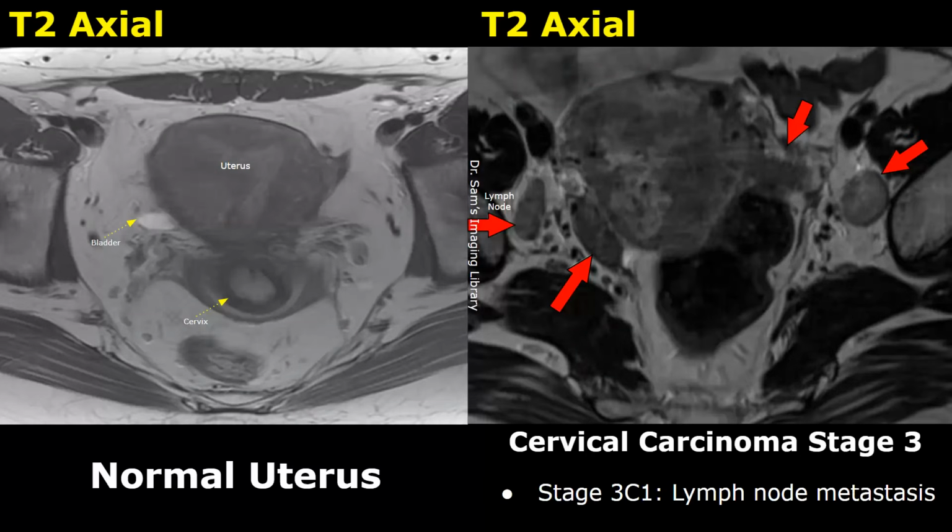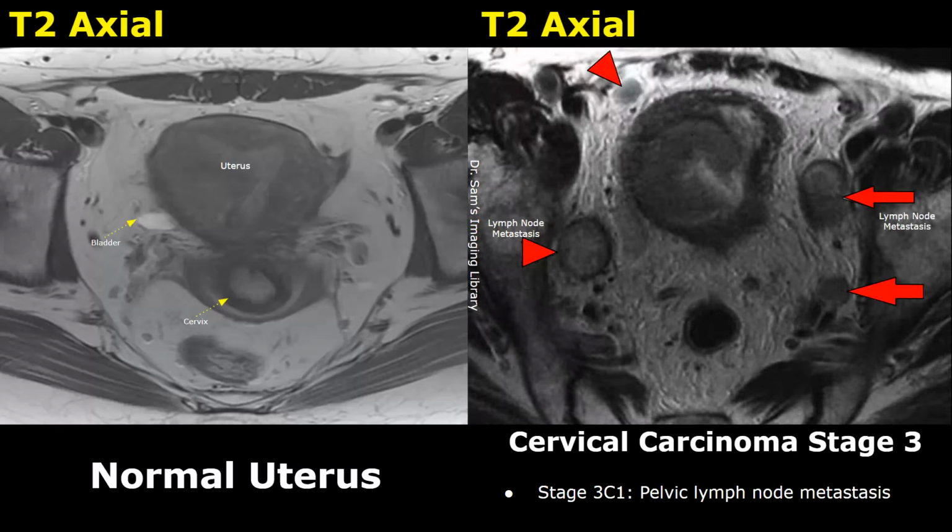Stage 3C1 includes lymph node metastasis. We will find enlarged reactive lymph nodes in the pelvis, which are normally not seen. This indicates that the cancer has spread to the lymph nodes. Here is another image of stage 3C1 showing pelvic lymph node metastasis. These are the enlarged lymph nodes.